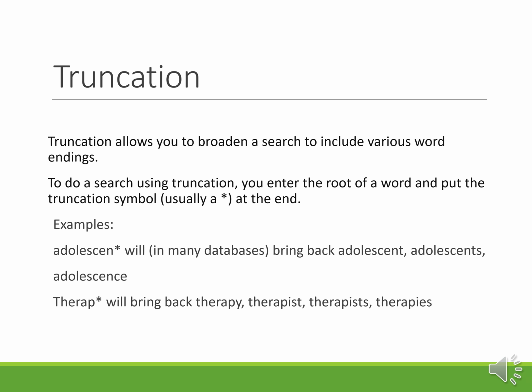Some examples. Here we have adolescent. If you put the asterisk at the end of it, most databases will bring back adolescent, adolescents, and adolescence. Here, with a therapy example, this will bring back therapy, therapist, therapists, and therapies. Sometimes you'll find that you won't want to use truncation because it brings back too many different variations, including things you're not interested in. But it's a useful thing to be aware of.